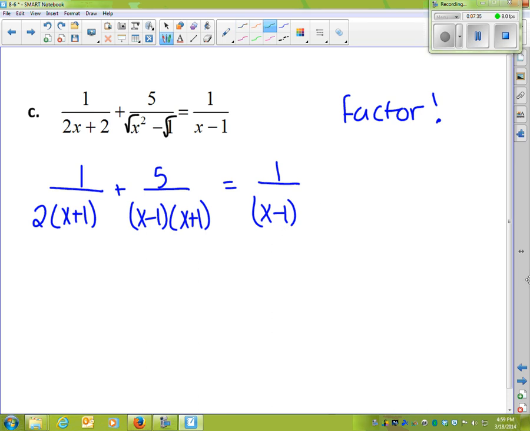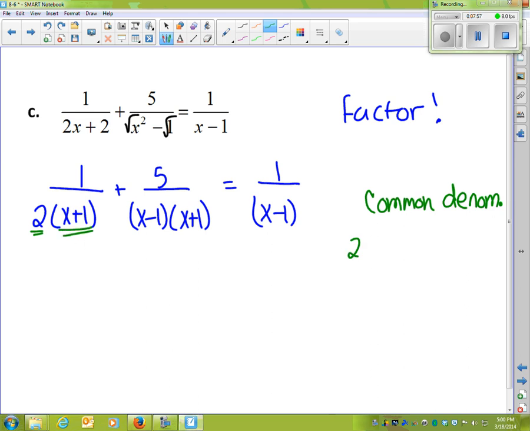Now I need to come up with my common denominator. Just like we did in the past 2 examples, I'm going to just multiply all those denominators together. But anything that's a repeat, I only need to include once. So I have the 2. That's part of the common denominator.